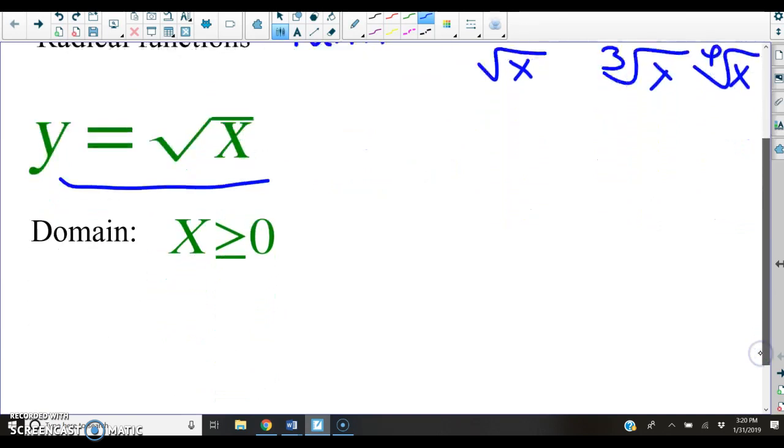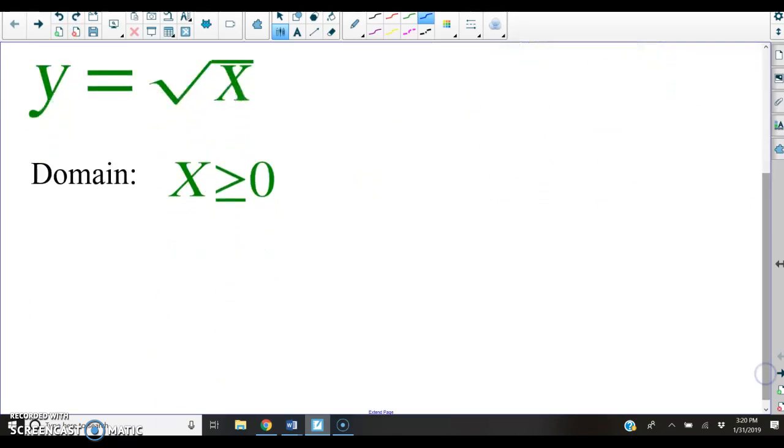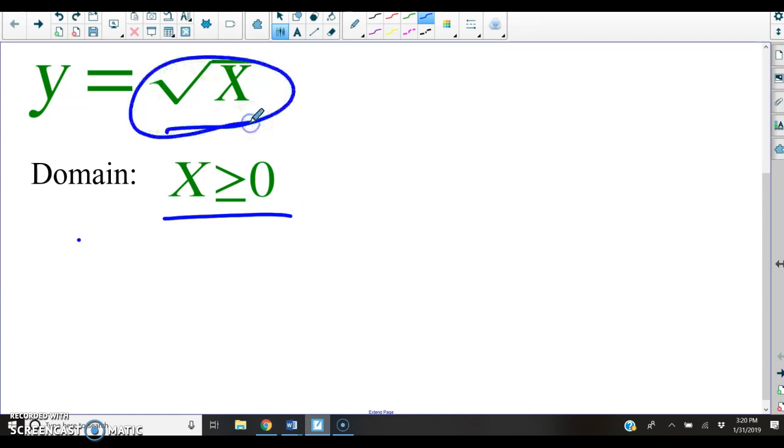Why does the domain have to be x is greater than or equal to 0? Now if you're thinking, you realize you cannot square root negatives. You'll get i's, and we don't graph i's. Okay, we can in the Argand plane. That's true. But we cannot graph those square roots.